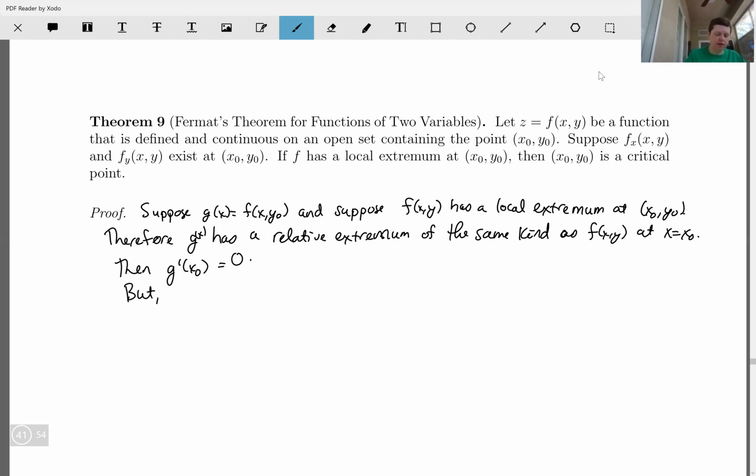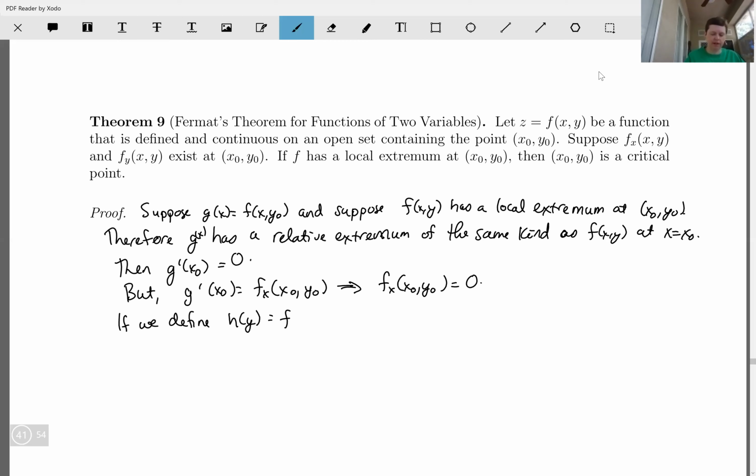But what do we know? g prime of x0 is the same as the partial with respect to x at x sub 0, y sub 0. And so that tells us that the partial of f with respect to x at x sub 0, y sub 0 is 0. Similarly, let's define h of y to be f of x sub 0, y.